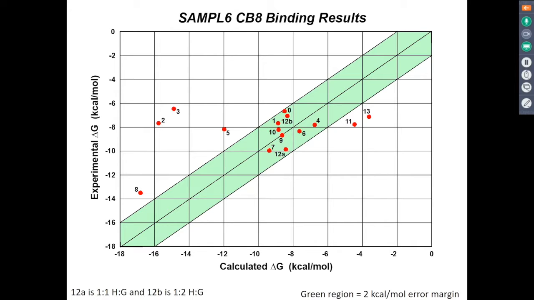We also saw for guest 12 that it had a preference to bind two of the guests instead of one. And then some of the problem children, if you will, were the drug molecules here, guest 2 and guest 3. The green region is just being within 2 kcal per mole of experiment. So we were wondering what was going on here with these drug molecules. That started our investigation into some of the lessons that we could learn from this challenge.